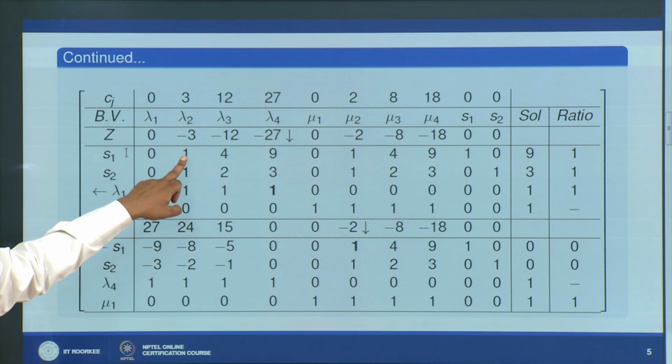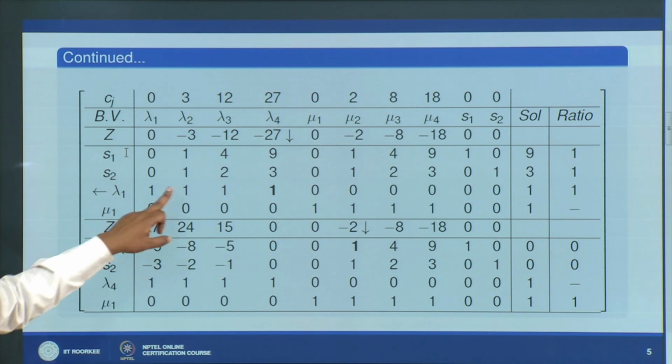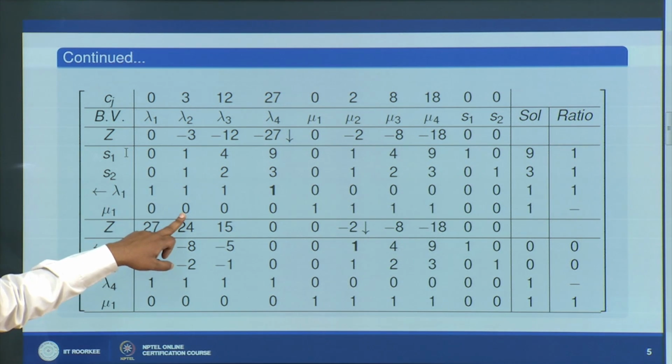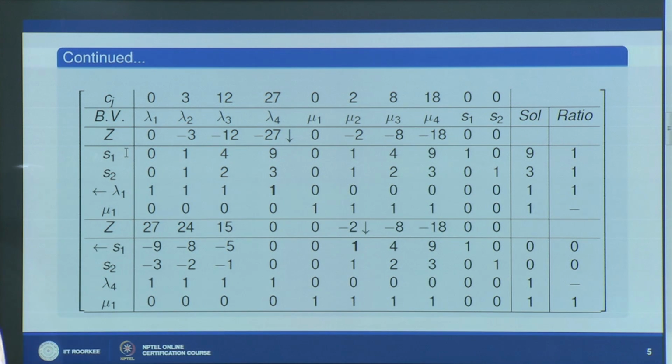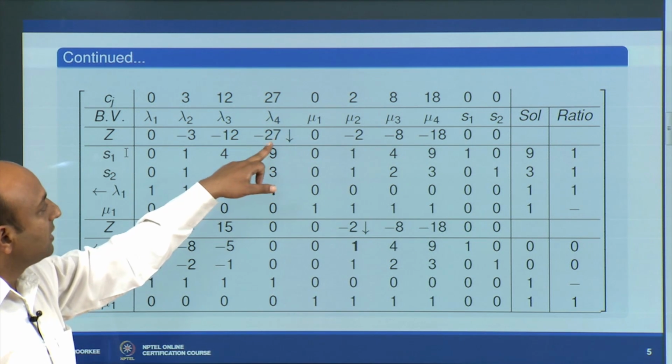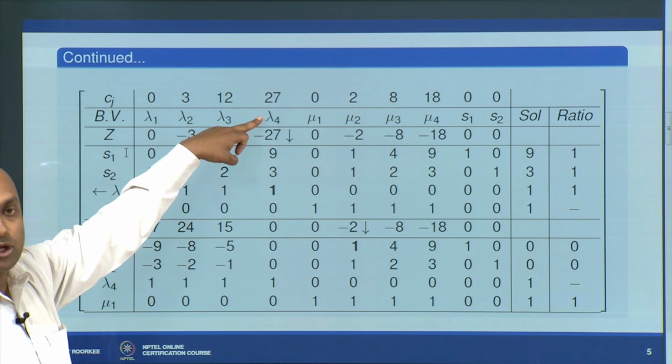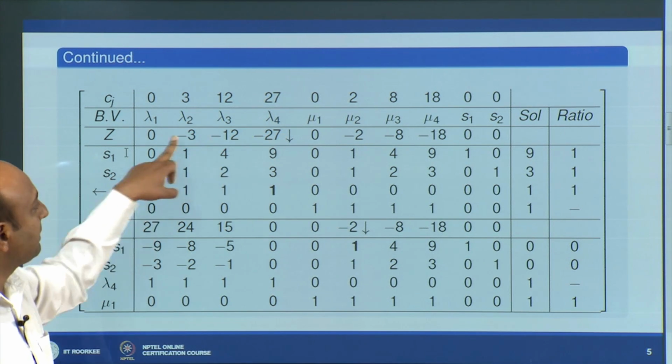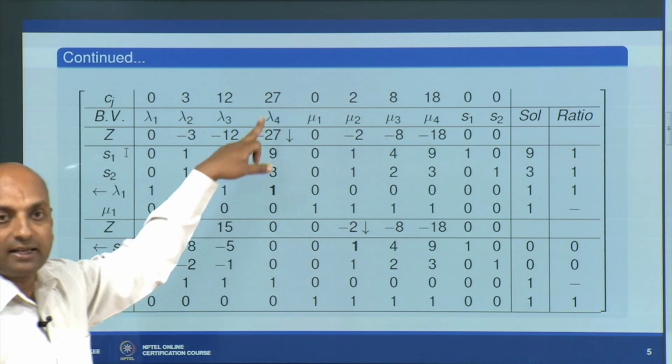0 into 1, 0 into 1, 0 into 1, 0 into 0, minus 3 it is minus 3. Similarly, we can complete the entire table. Now, as we already know, we will enter that variable which is having the most negative value. Most negative means that it is having the most positive relative profit. This minus 27 means the relative profit corresponding to lambda 4 is 27, which is maximum among all these values. So, this will enter.